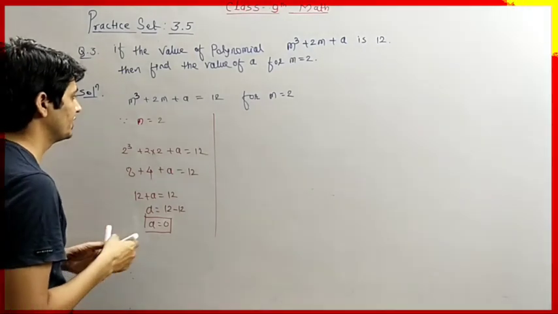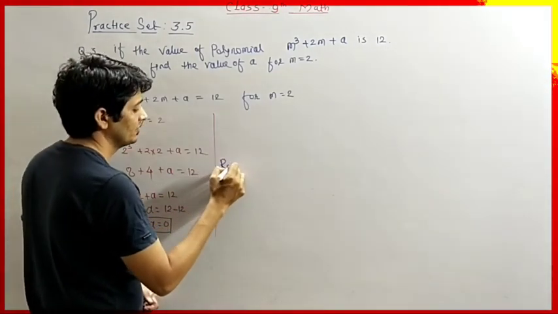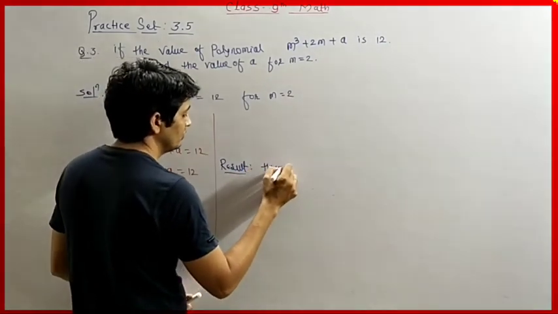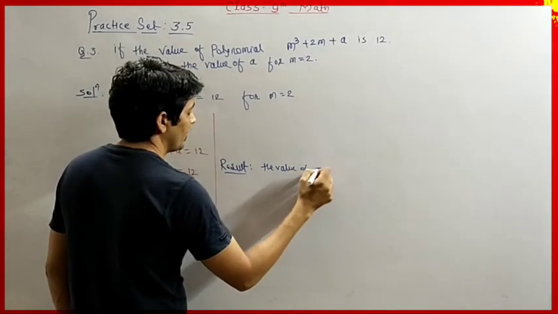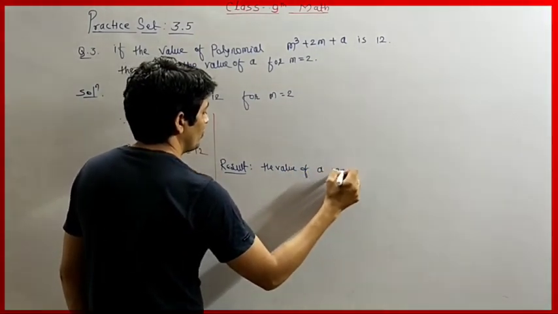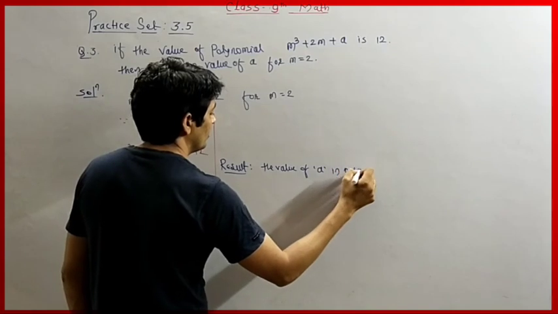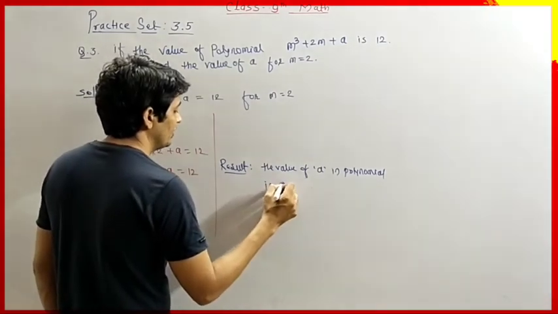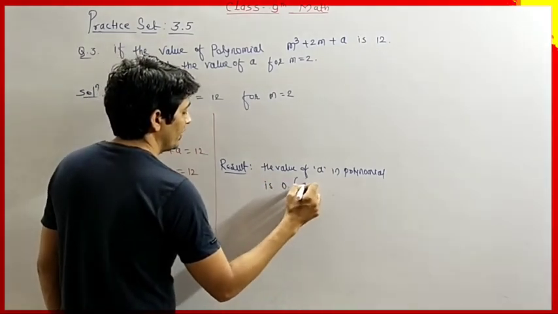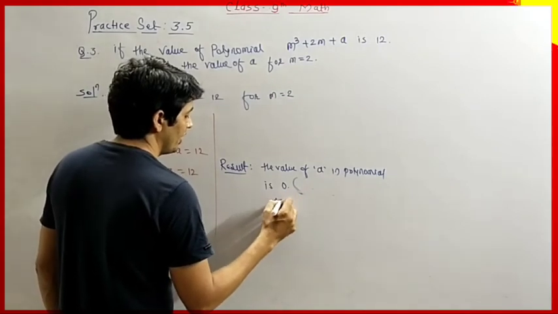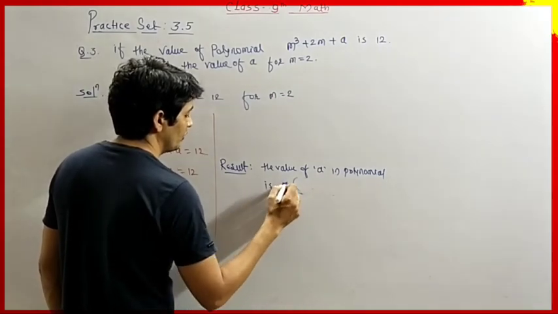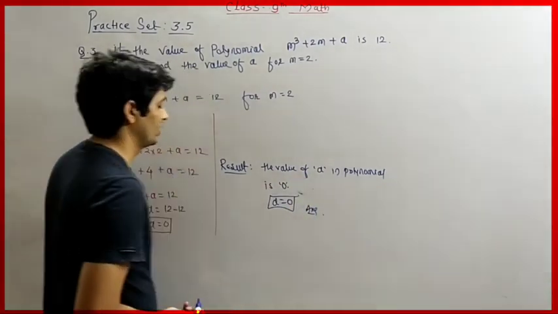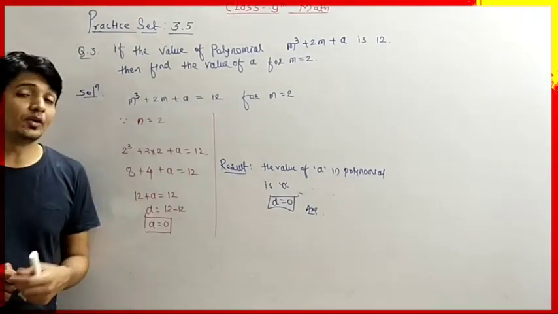So now we have the answer, and we have to write the result. The value of a in the polynomial is 0, or in brackets we can write a equals 0. Okay, so this is our answer. Okay, so students, write down now.